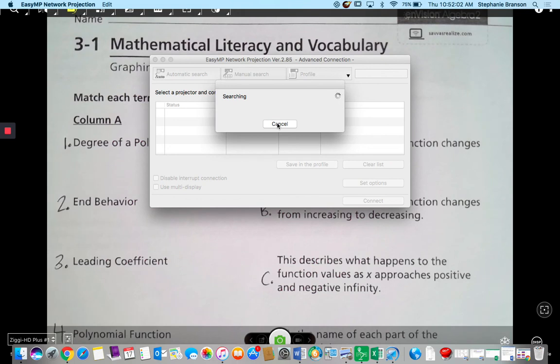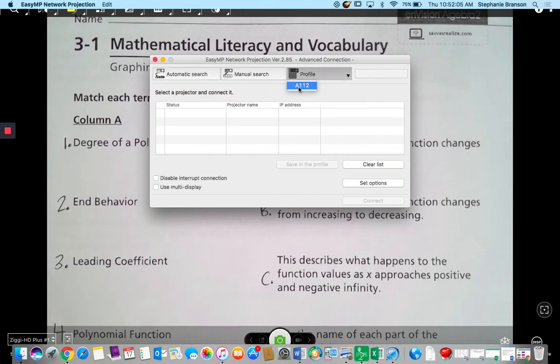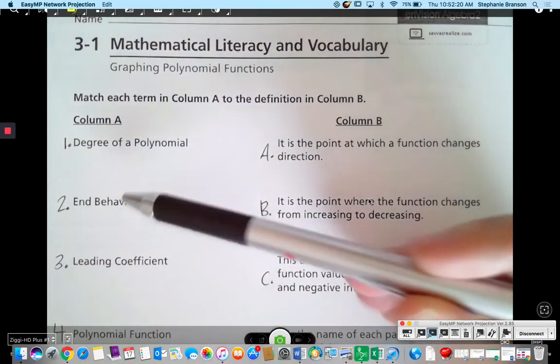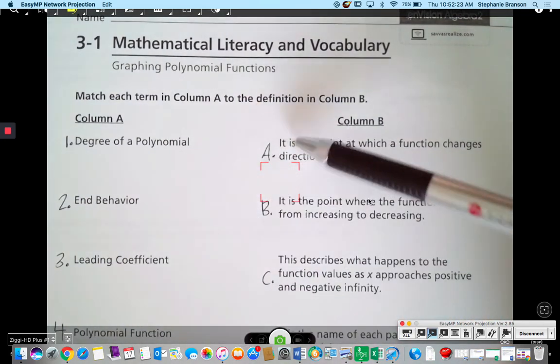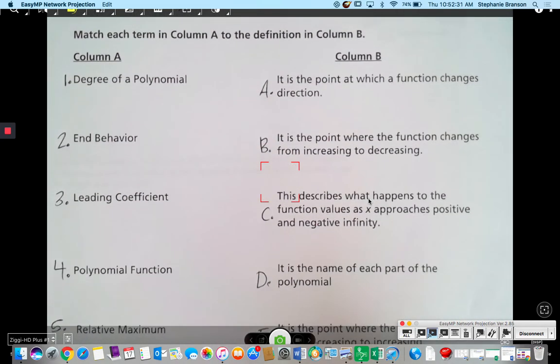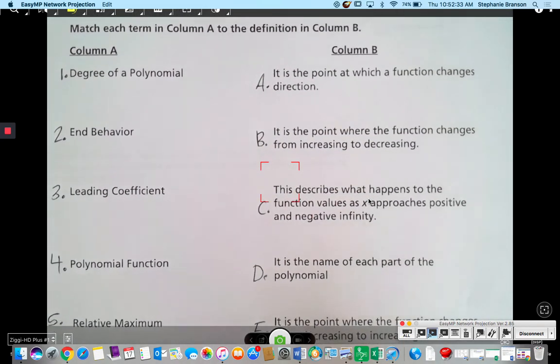So let's take a look at that vocab sheet I passed out to you. These are just the different vocab terms that you're going to see throughout 3-1. They say match each term in column A to the definition in column B. Do you see how I labeled these 1, 2, 3, 4 and A, B, C, and you can't see D? That way we're not drawing lines. I think that seems to be a little easier. Y'all okay with that? I'll give you a second to label those before we move on.